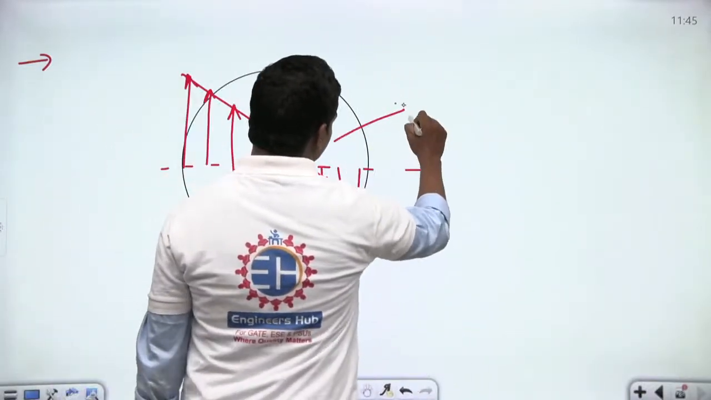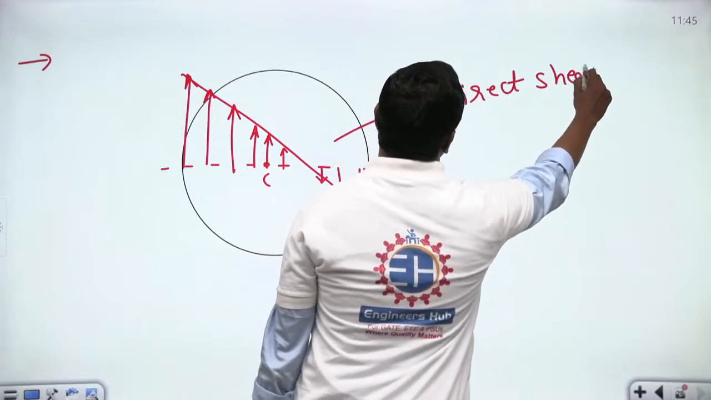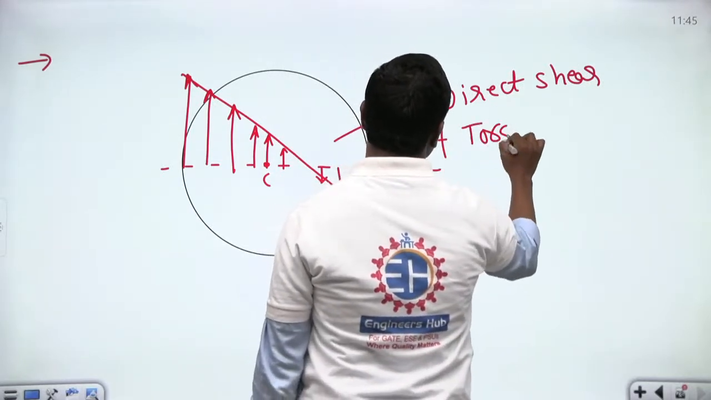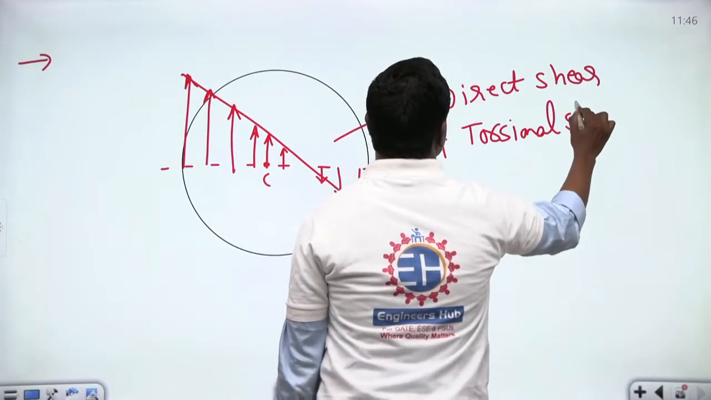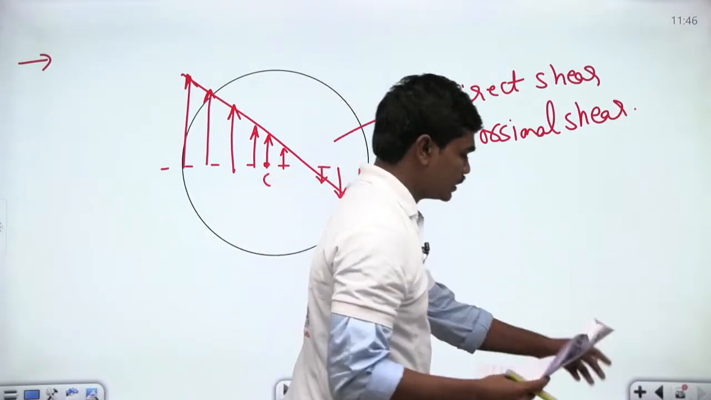So this is the effect of direct shear plus torsional shear. Correct, because if curvature effects were also involved, this line couldn't have been straight. So direct shear plus torsional shear effects is the correct case that matches with this. Okay, so direct shear plus torsional shear effects is the correct answer for this.